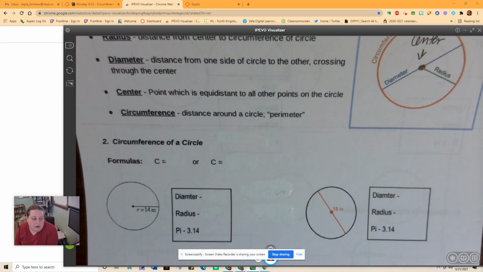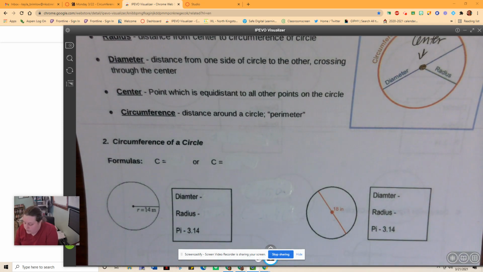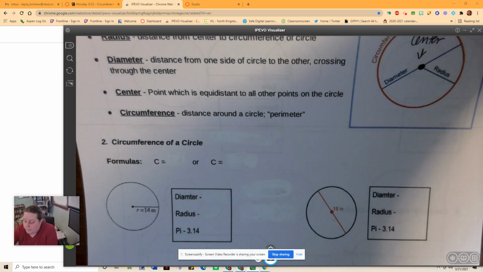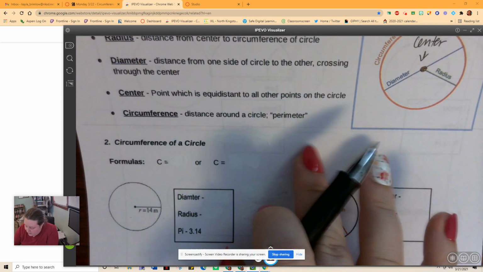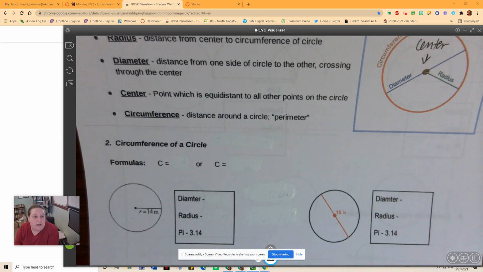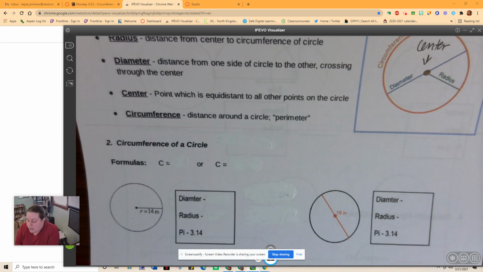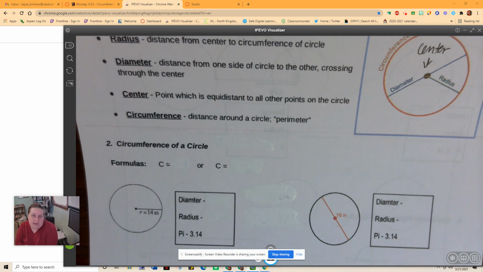Okay. All right, so today we're going to focus on the circumference of a circle. So that's the distance around a circle, or perimeter. And how do we find it? There are a few things we need to know. First, we need to know that when we are working with circles, we're going to be using the number pi. And pi goes on and on forever. They still haven't found the end to it.